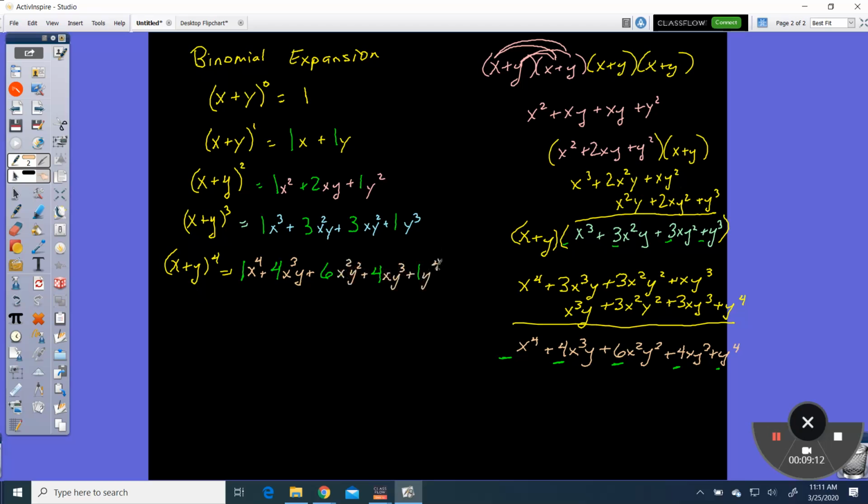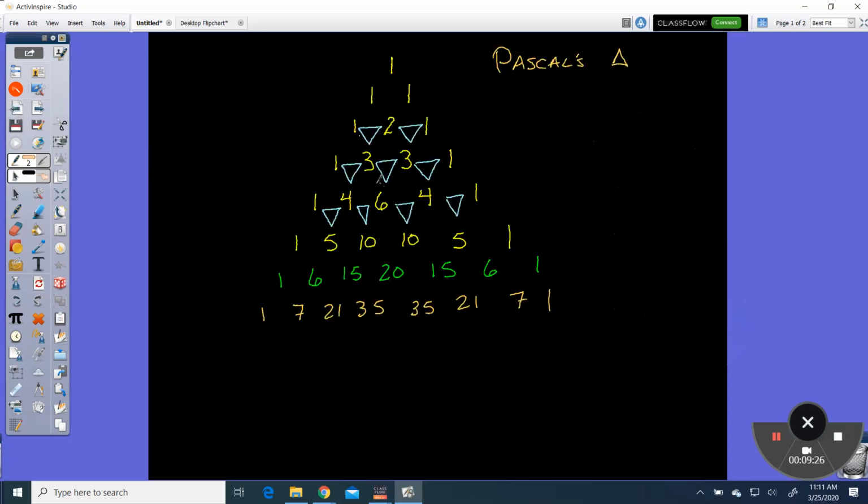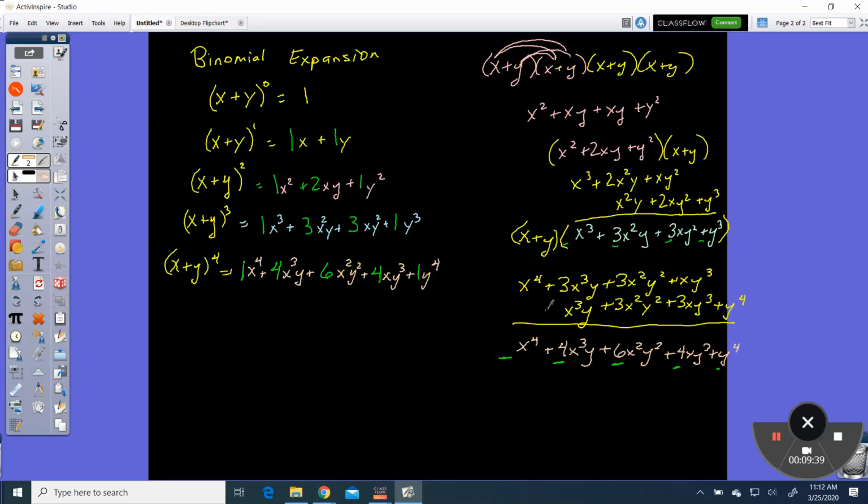So if you're remembering the pattern, here's 1, 1, 1, 1, 2, 1, 1, 3, 3, 1, 1, 4, 6, 4, 1. Well, what's happening is the coefficients, when we do this binomial expansion, there they are: 1, 4, 6, 4, 1, 1, 3, 3, 1, 1, 2, 1. So my next row is most likely going to be 1, 5, 10, 10, 5, 1. Well, let's try it and see if our conjecture is correct.